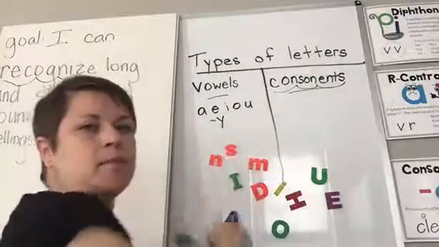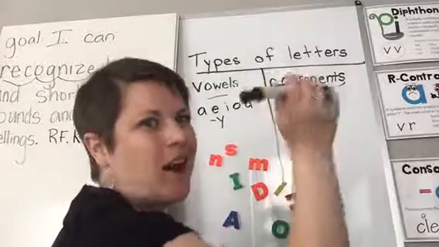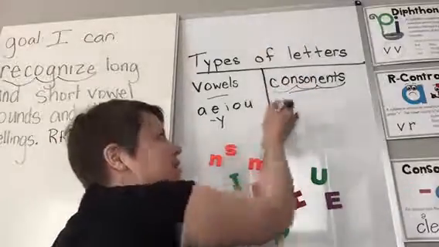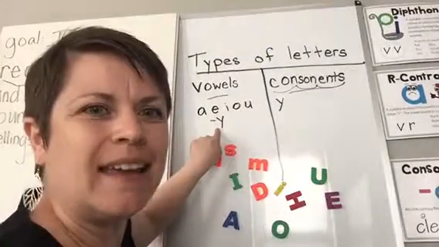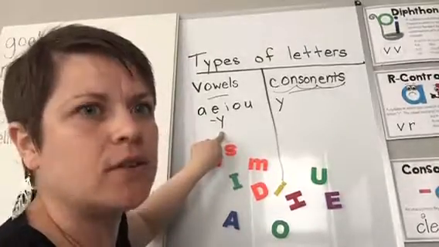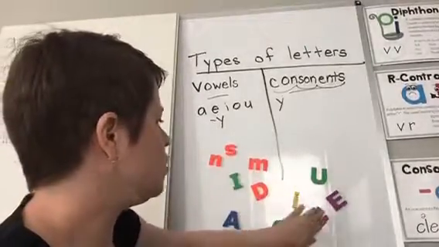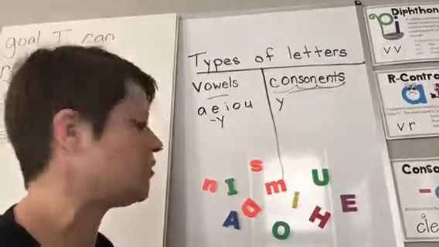I'm putting this sometimes Y because when Y is at the beginning of a word, it is a consonant. It says y, y. But when it's at the end or in the middle of the word, it's going to say e or I. So this is why it'll make a vowel sound. So let's look. Do you see any that are vowels? Let's try to find all of our vowels.